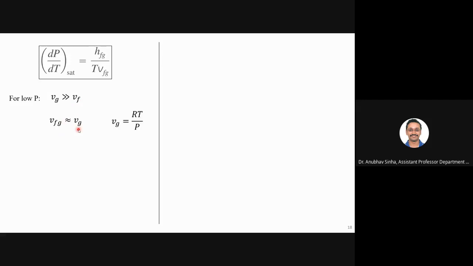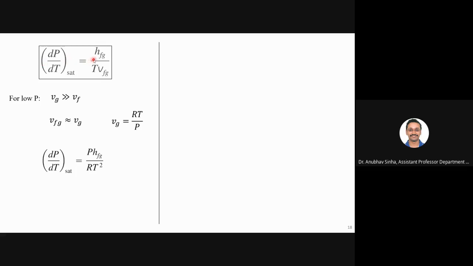Let us say that this is an ideal gas. So for an ideal gas, I can write V = RT/P. If I substitute this into the equation, I can say dP/dT at saturation is equal to, now instead of VFG, I will write VG, and instead of VG, I will write RT/P. So dP/dT at saturation, which is the LHS of this.